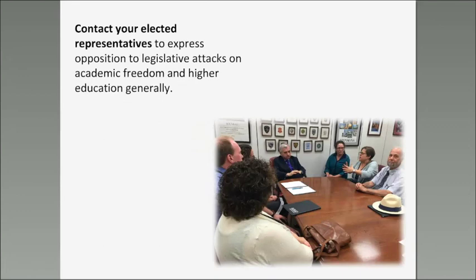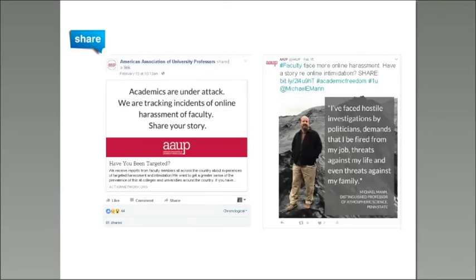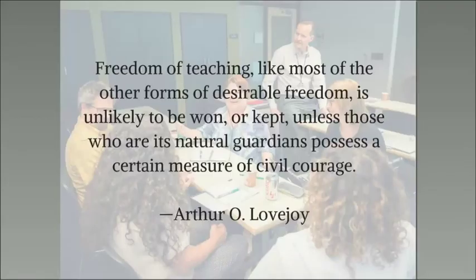You can contact your elected representatives to express opposition to legislative attacks on academic freedom and higher education more generally. And you can participate in our digital organizing efforts by sharing petitions, news, action items, and graphics that we send you via email, or you can access them through our Facebook or our Twitter page. And that lets more people know about the activities that the AAUP is engaged in.